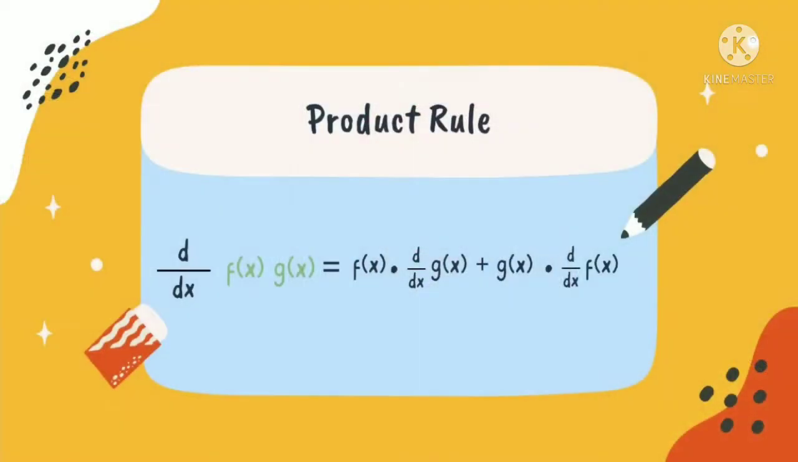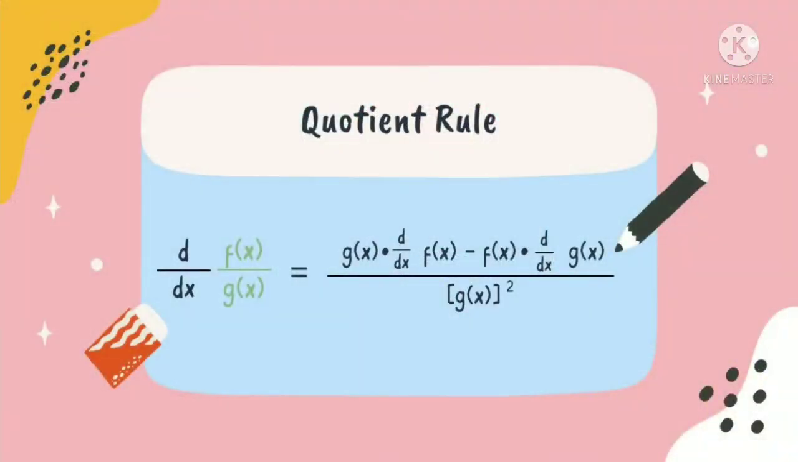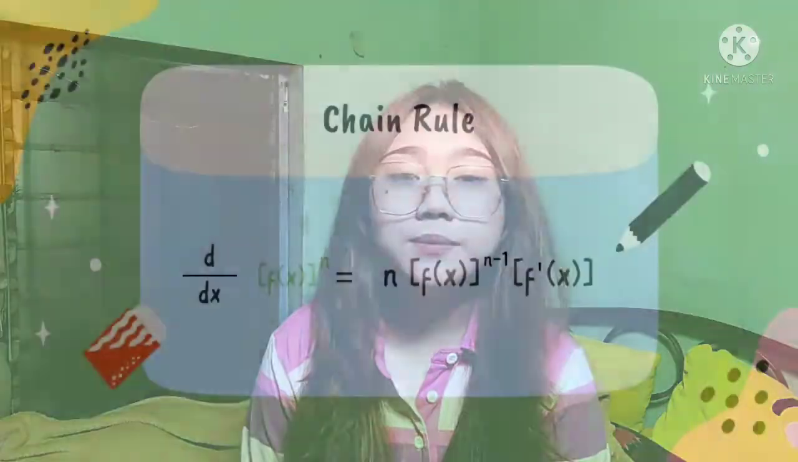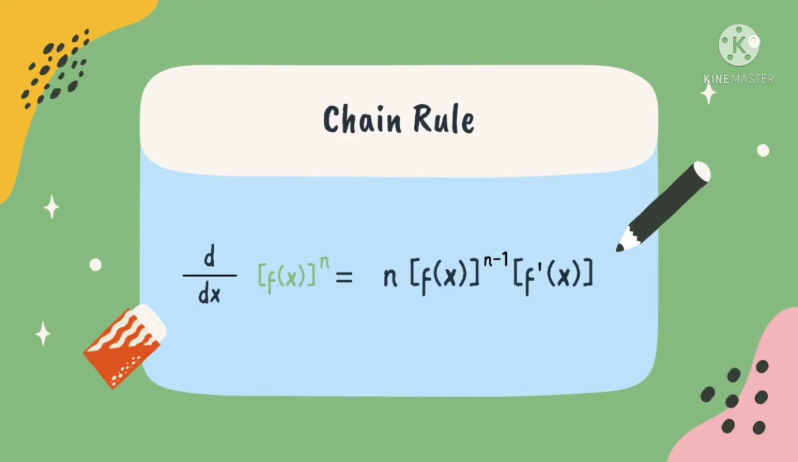Product rule. This rule is being used when the terms in the given function are being separated with parentheses or a multiplication symbol. You can follow this format to find the derivative of the functions applicable to this rule. The next one is the quotient rule. Just like the other rules in differentiation, you can follow this format in finding the derivative of functions involving this rule. Then, the last rule that we may be able to use in differentiation is the chain rule, which follows this given format.